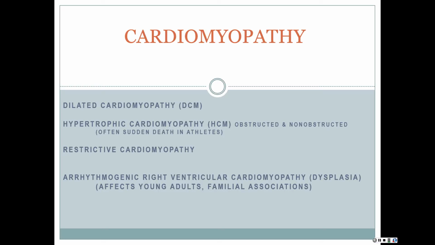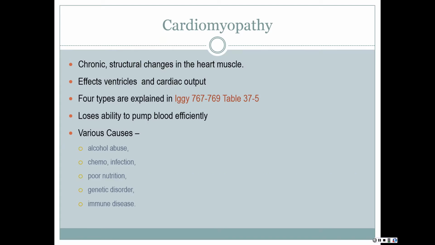Then there's the restrictive cardiomyopathy, and then the arrhythmogenic right ventricular cardiomyopathy, also known as cardiac dysplasia. And this also usually affects young adults, and there is a familial association with that. So we'll just briefly discuss these. I don't want y'all to get all bent out of shape trying to learn all of these.